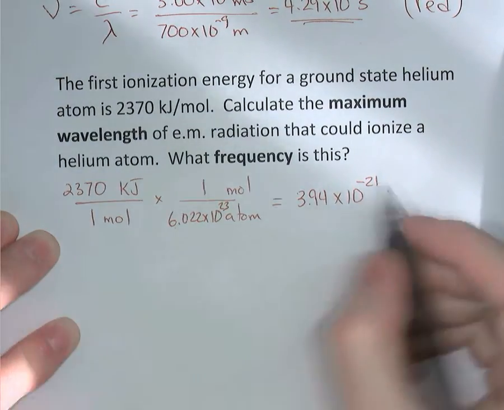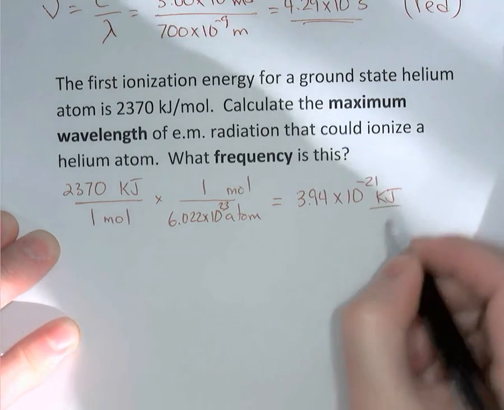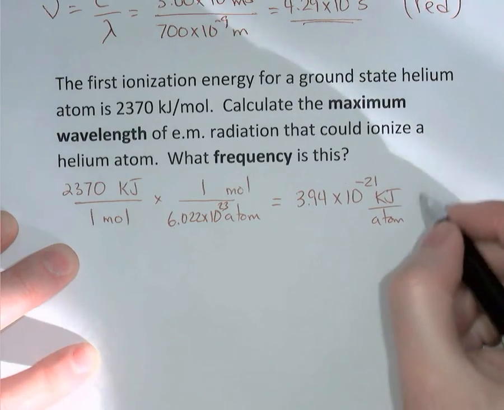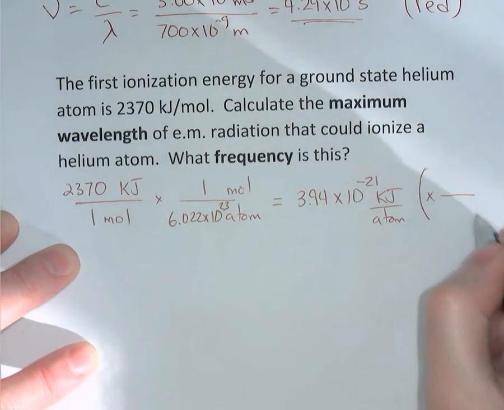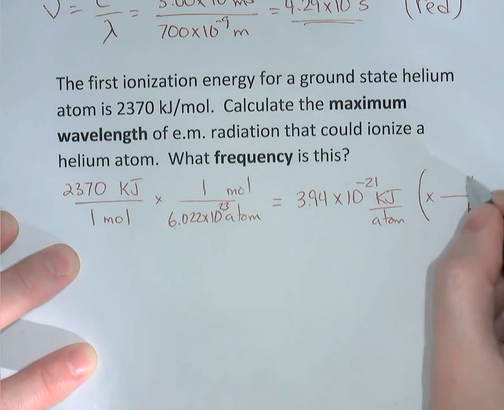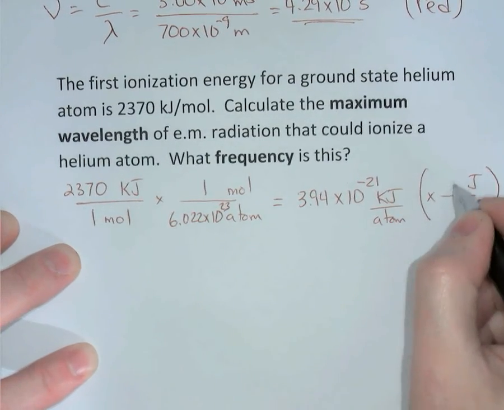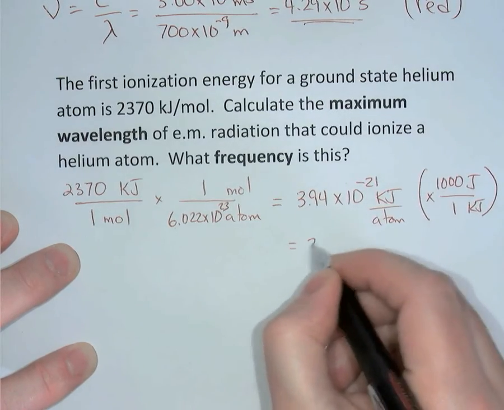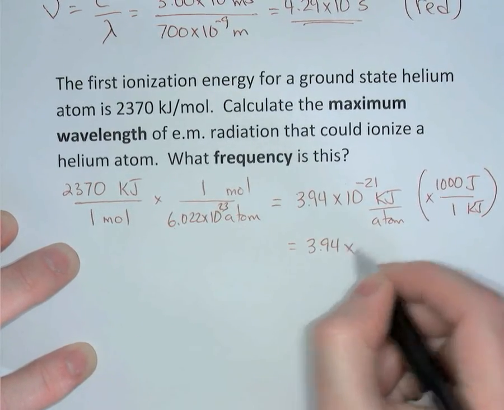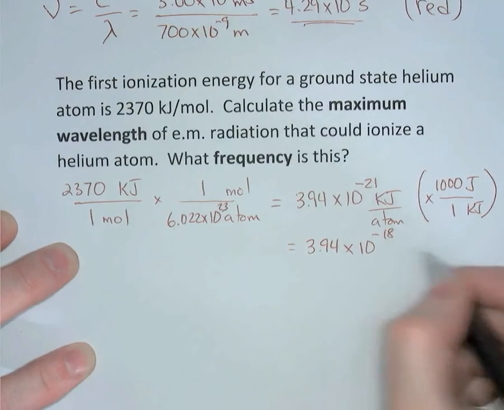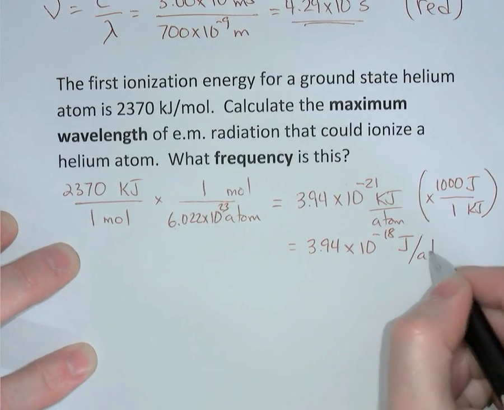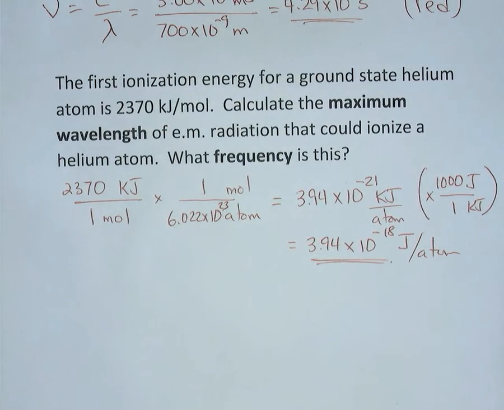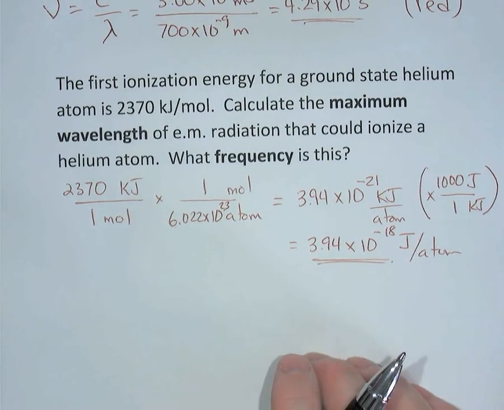Now I should have probably also converted that from kilojoules to joules, but I guess I'll just do that with one more unit multiplier here. So I'll just add on one more, get rid of kilojoules, switch to joules. 1 kilojoule has 1,000 joules. So we get 3.94 times 10 to the minus 18 joules per atom. There we go. So we've got the ionization energy now for just 1 atom, and we've expressed it in joules instead of kilojoules.